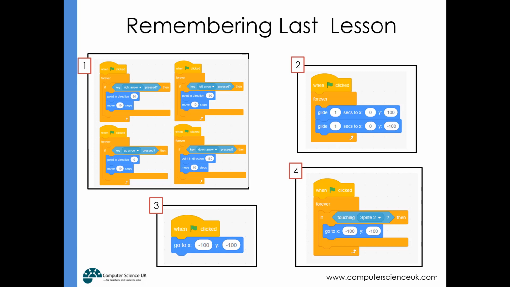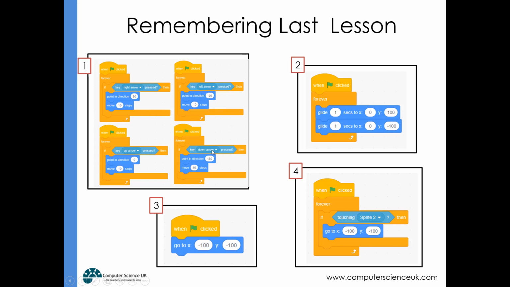Now here we've got four script blocks, if you like, or groups of blocks. The first one over here, these are the scripts that we need if we want to move a character up, down, left and right with the arrow keys. Just to remind you, in a forever loop, we're constantly checking to see if the right arrow key is pressed. If it is, then we get our character to point in the direction of right and move 10 steps. And exactly the same for if we hit the left arrow key, except that the direction is minus 90, so it points to the left.